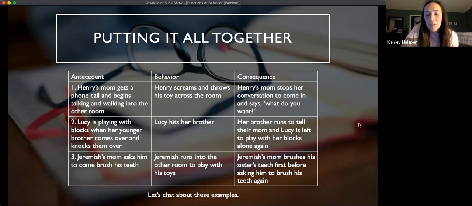Okay, let's talk about number 2, and then I'll have you guys type in the chat what you think about this behavior. So, Lucy is playing with blocks when her younger brother comes over and knocks them over. Lucy then hits her brother, and her brother runs to tell their mom, and Lucy is left to play with her blocks alone again. So, what do you think is going to happen the next time that Lucy wants to play alone?